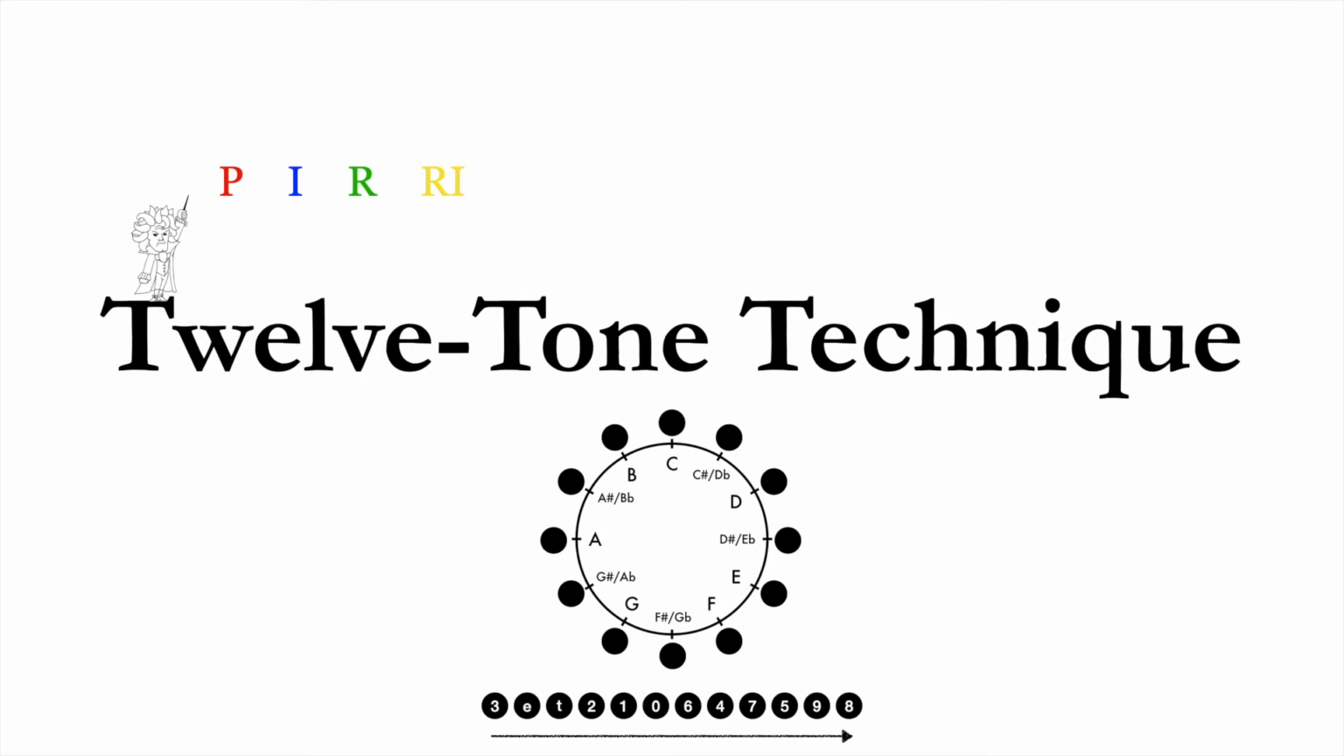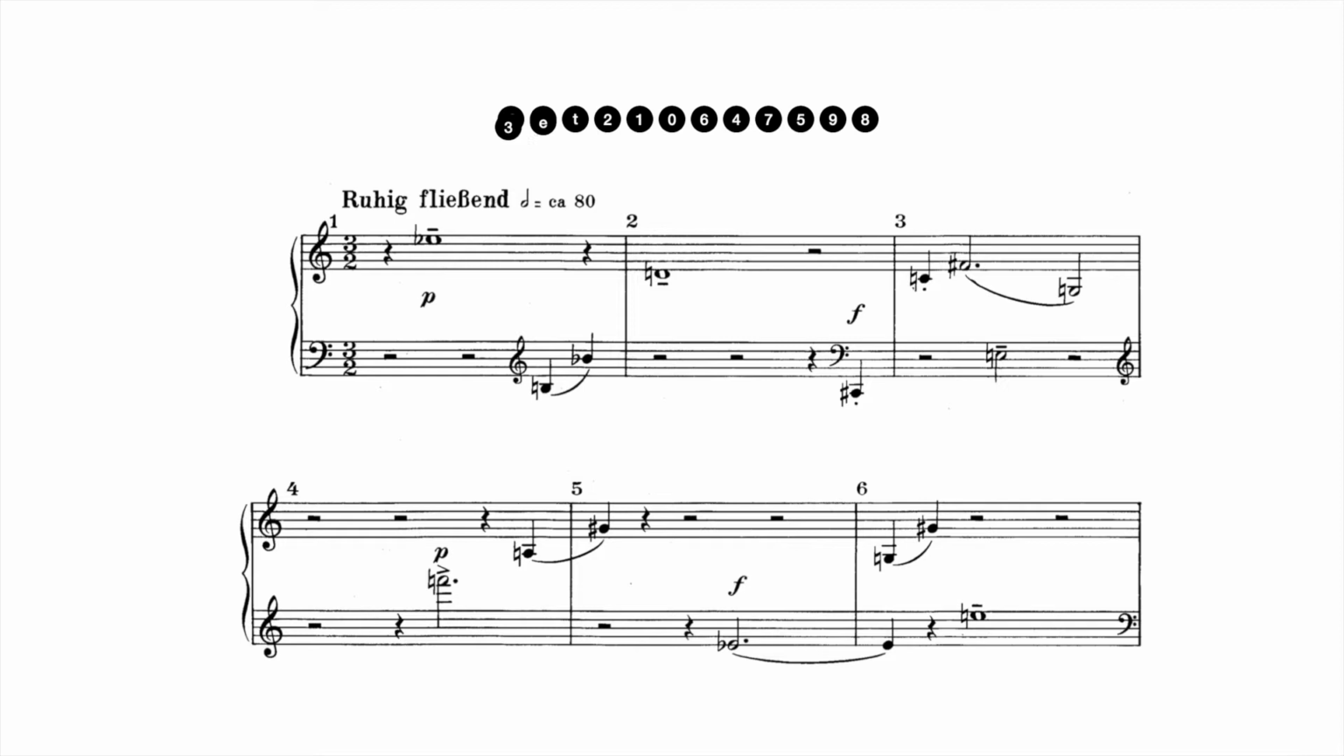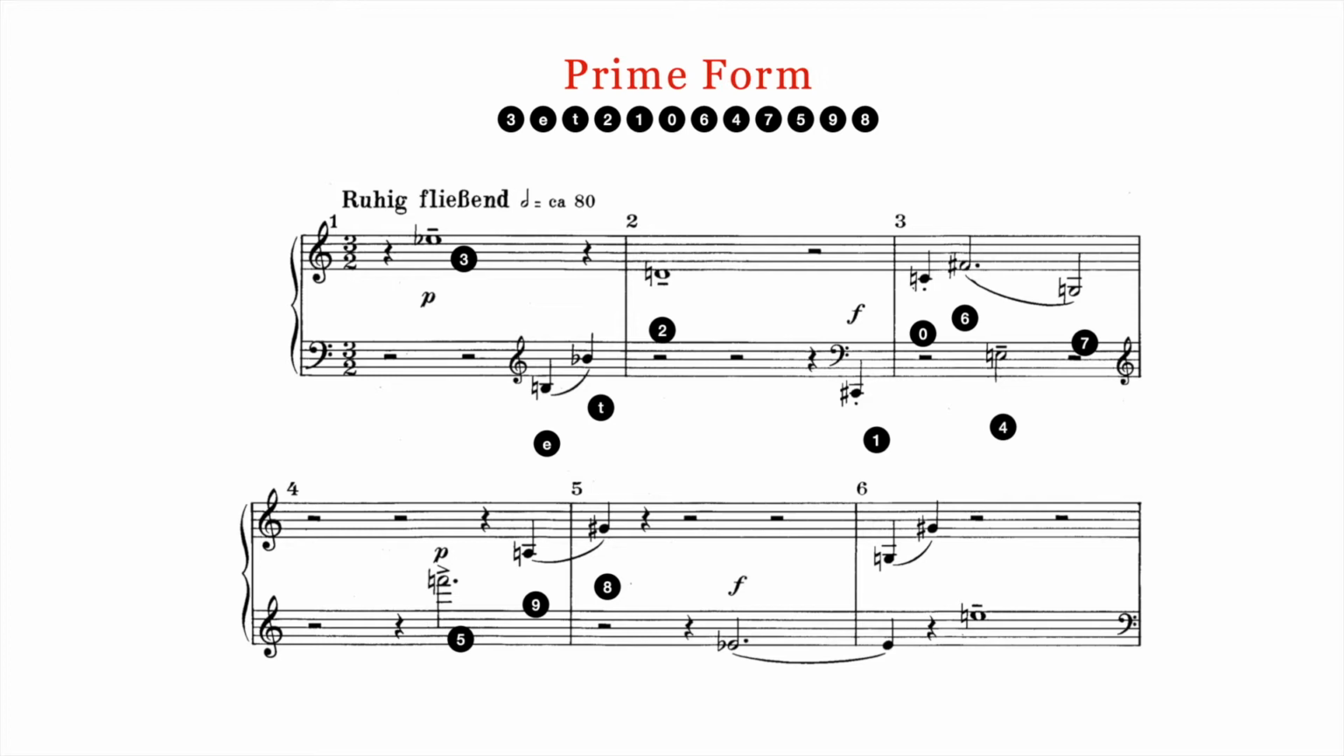The final movement of Webern's Opus 27 Piano Variations, for instance, is based on the following tone row. This first presentation of the row is referred to as the prime form.